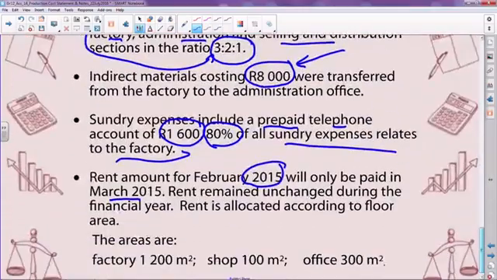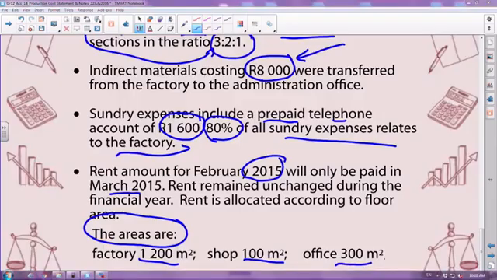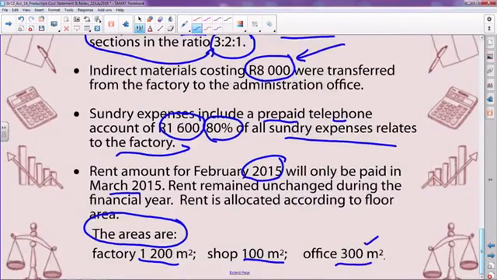Okay, let's see what they tell us. We are told here that the areas are as follows. 1,200 for the factory, 100 for the shop, and 300 for the office. That's right. So now we add the components. We say, fine, my components are 1,200 for the factory, plus 100 for the shop, plus 300, to give me a total of 1,600. Let's check. That's correct. So the total is 1,600 in terms of your floor space.